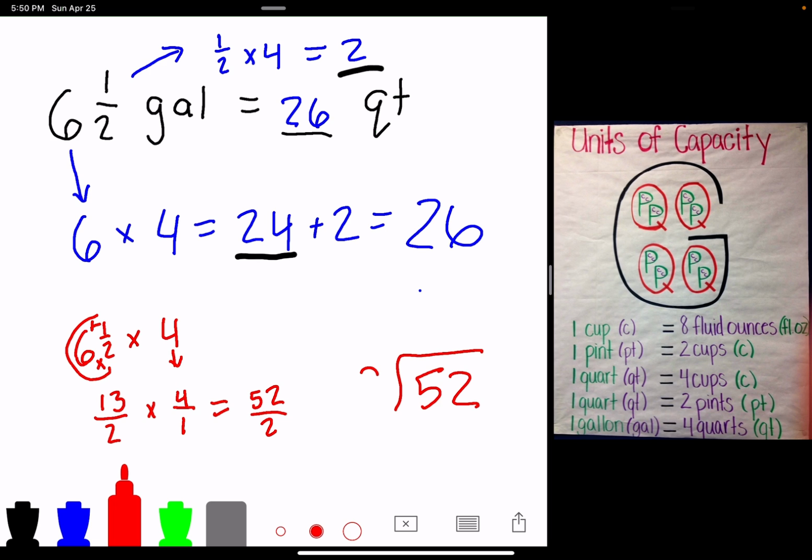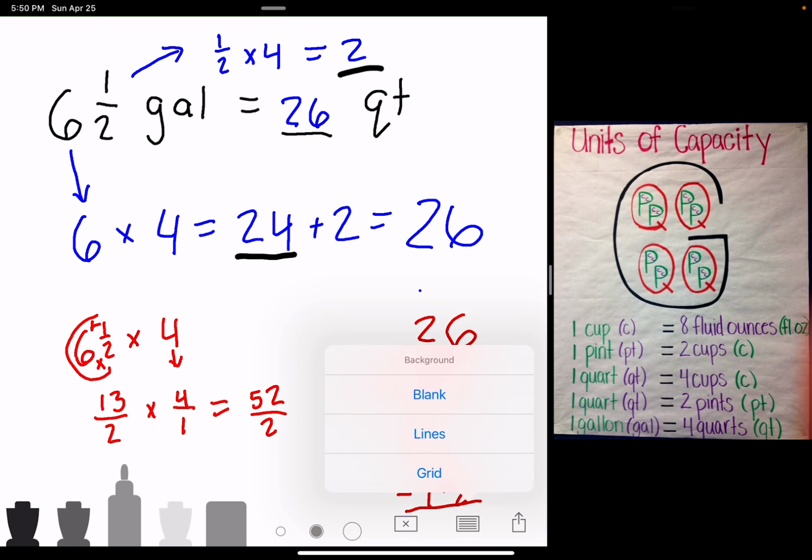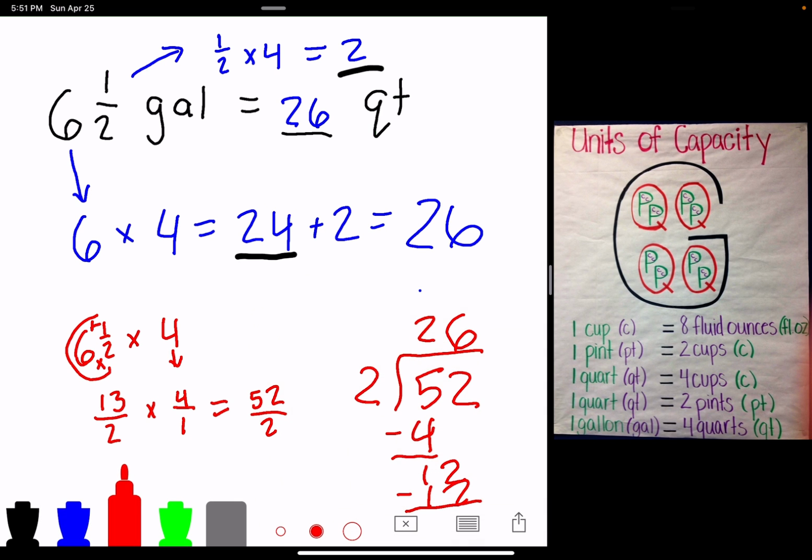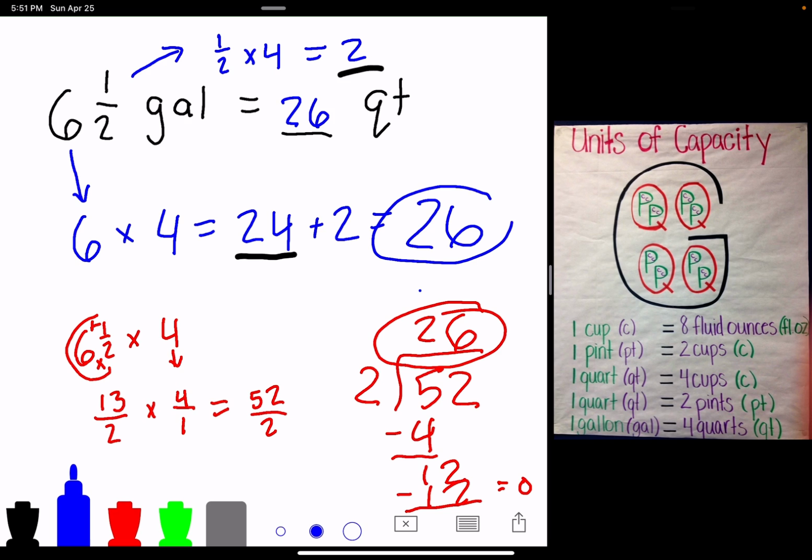52 divided by 2. 2 can go into 5 twice. 2 times 2 is 4. Subtract 1, bring down the 2. 2 can go into 12 6 times exactly. 2 times 6 is 12. Subtract, I kind of ran out of room, but there's nothing left over. 12 minus 12 is 0. So 26 is my answer here. 26 was my answer here. I know that there are 26 quarts in 6.5 gallons. So I know those can be trickier, but if you can follow those steps, then you can do it. So this is converting units of capacity from one unit to another unit. Hope that helps.